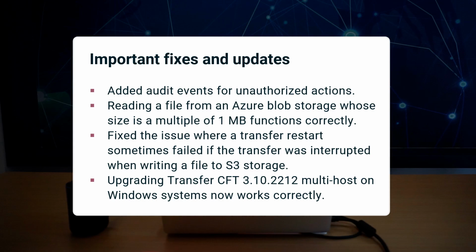Fixes in this release include events related to unauthorized actions are now available as audit events. You can read a file from Azure Blob Storage if the size is a multiple of 1 megabyte. Prior to this release, when writing a file to S3 storage, a transfer restart sometimes failed. This has been corrected. Lastly, you can now properly upgrade Transfer CFT December 2022 versions on multi-host Windows systems. These are the most important fixes that we addressed in this release. For a complete list of fixes and product enhancements, please check the release notes in the description below.